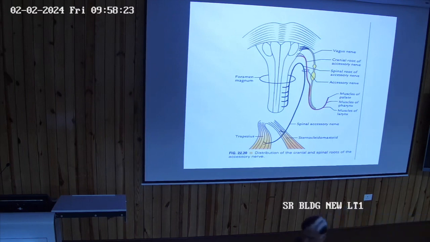They just join with the cranial part in the jugular foramen. As it comes out from the jugular foramen, the spinal part separates from the cranial part. The cranial part of the nerve runs its course along with the vagus nerve. Now, as we know, the cranial part of the accessory nerve supplies the muscles of palate, pharynx, larynx and all that along with the pharyngeal plexus.